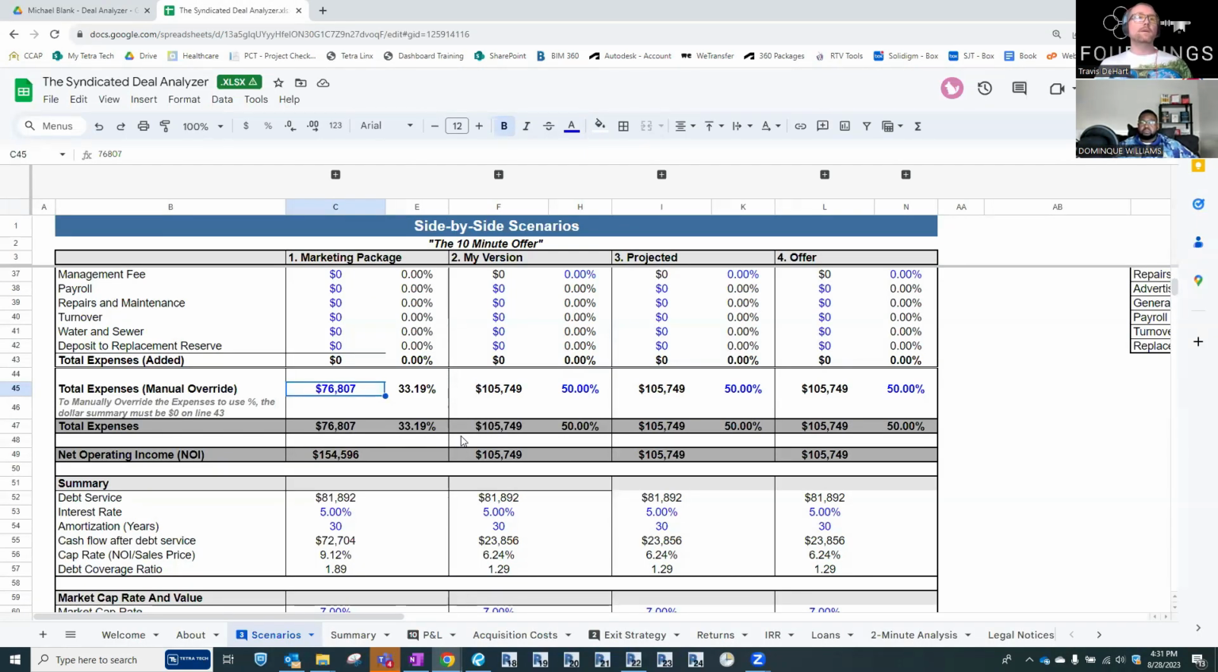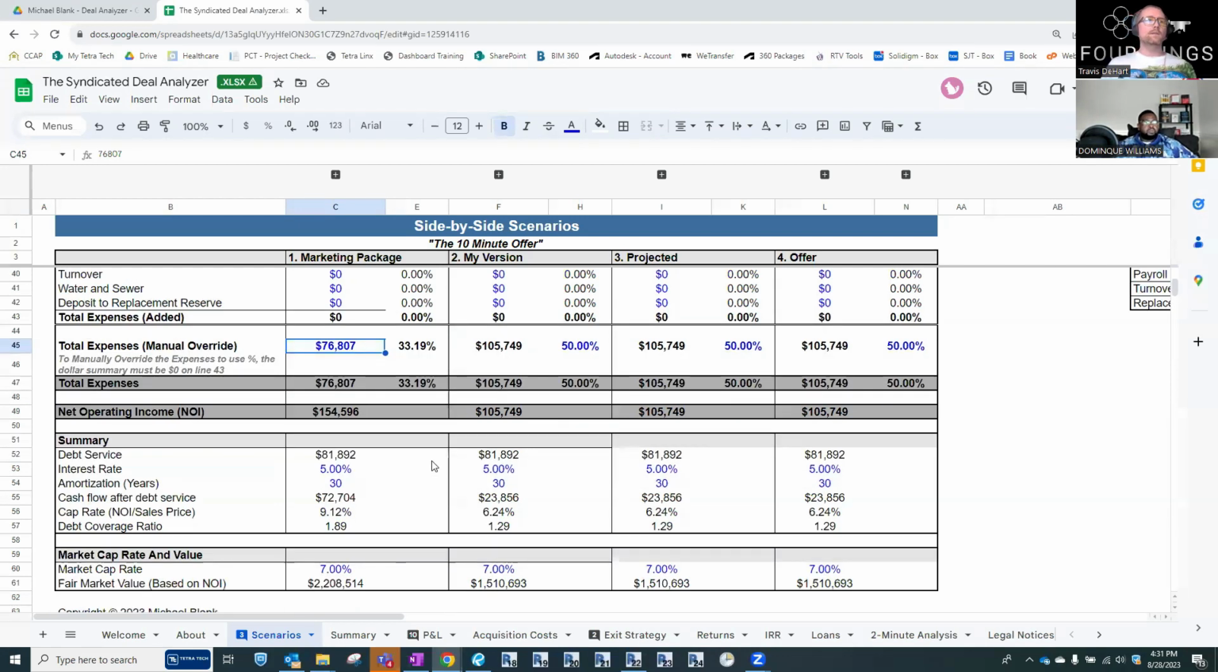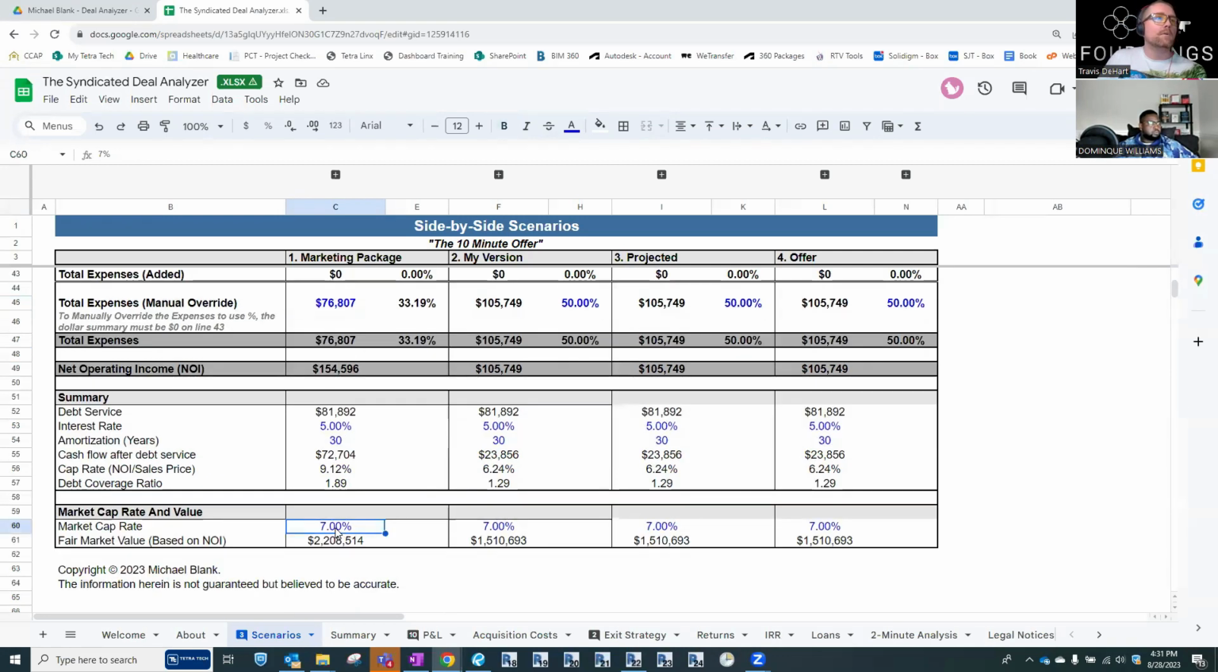The next thing we need to plug in is the advertised cap rate of 9.1. If we come right here, enter 9.1 for the cap rate, you'll see right underneath it the fair market value, and it's based on the net operating income.